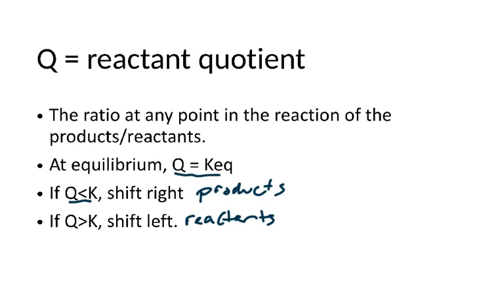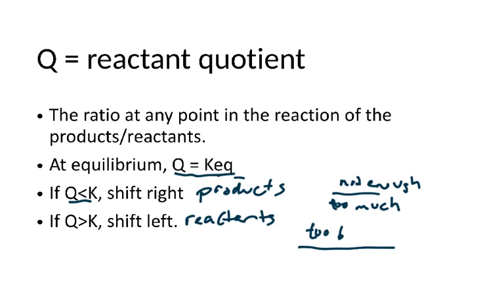And this should make some sense because your equilibrium is going to be when they're the same number. If Q is less than K, that means you have too much on the bottom and not enough product, so you're going to shift towards your products. If your Q is greater than K, that means your top number is too big and your bottom number is too small. So you're going to shift towards the reactants.